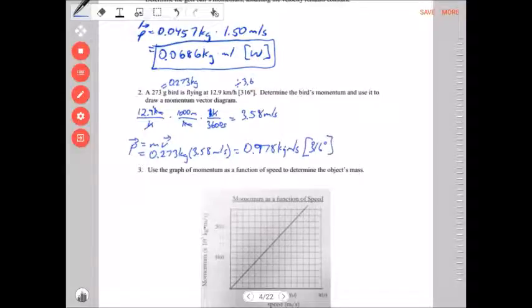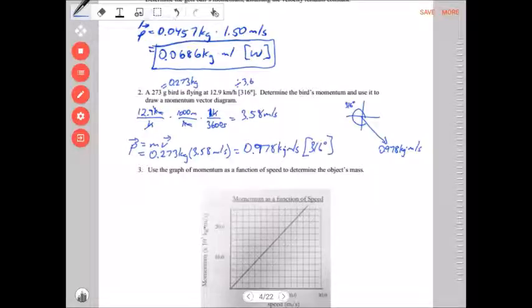degrees. So when we draw the momentum diagram for this, remember 316 degrees goes this way. So 316 degrees is about there. Then we just put our momentum on: 0.978 kilograms meters per second. And we already have the angle on that, so that is cool.